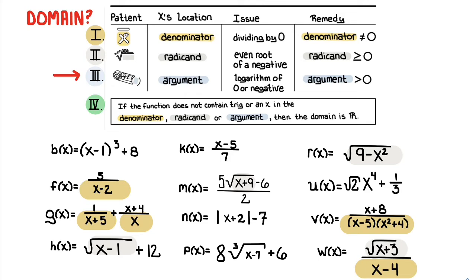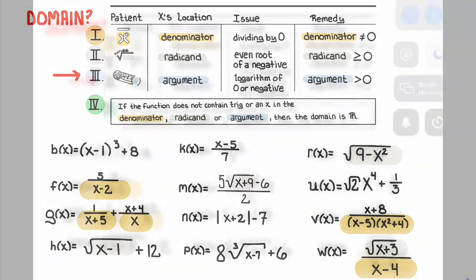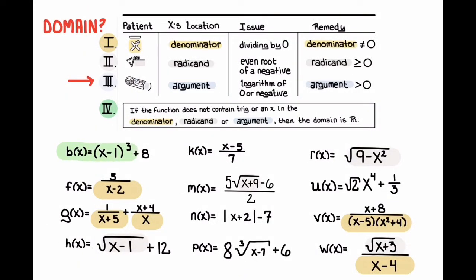So, we're taking a look at these equations, and we have identified those that have an x in the denominator, those that have an x underneath an even root. So any of the equations that do not have domain issue number 1 or domain issue number 2, well, that means they don't have any domain issues. Each of these functions that are remaining do not have any domain issues.